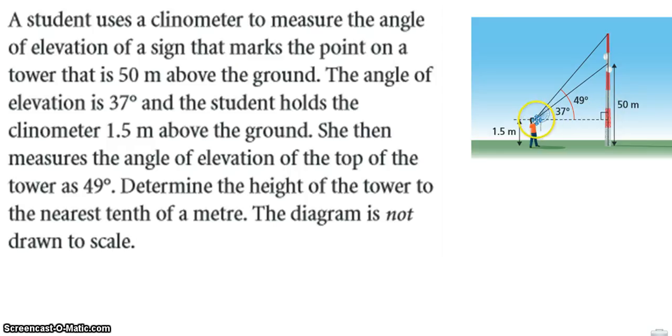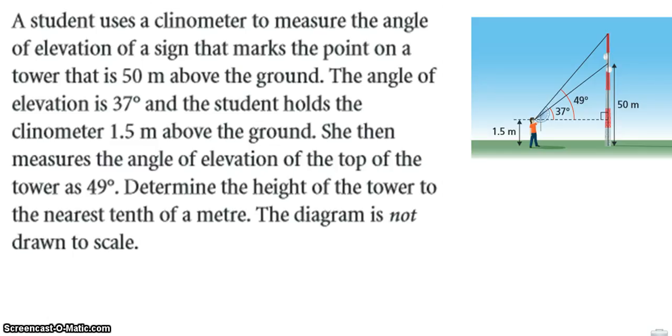She then measures the elevation to the top of the tower and finds that to be 49 degrees. So that's all the way up to the top. The question is: determine the height of the tower to the nearest tenth of a meter. So it wants to know how tall the tower is, and it tells us the diagram is not to scale. So where should we start?